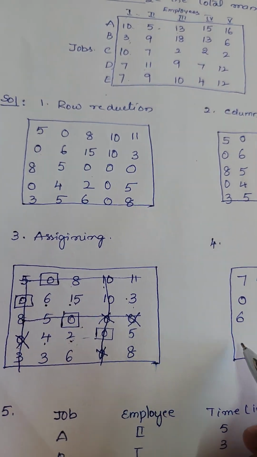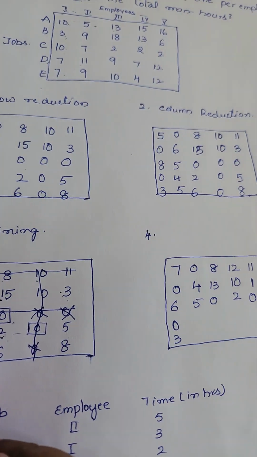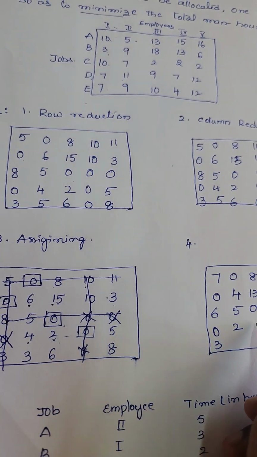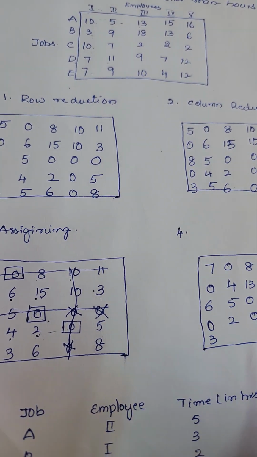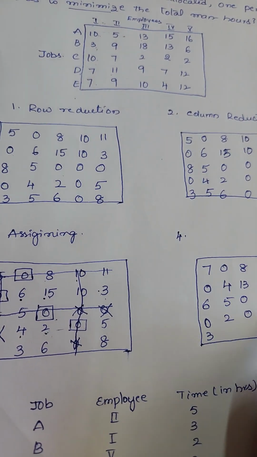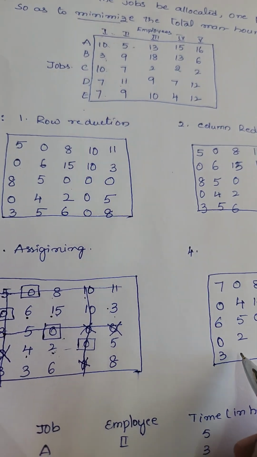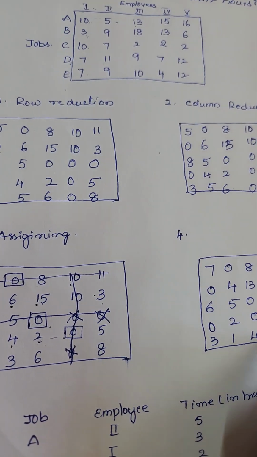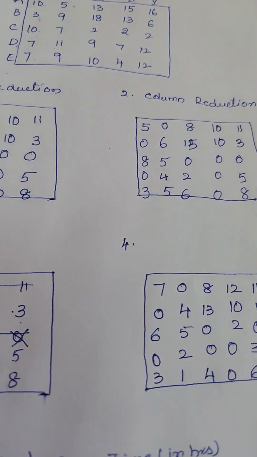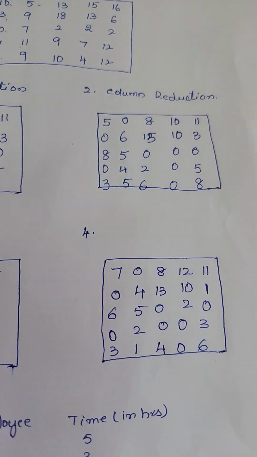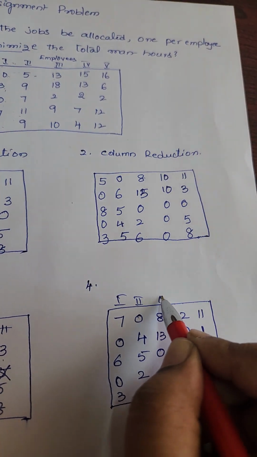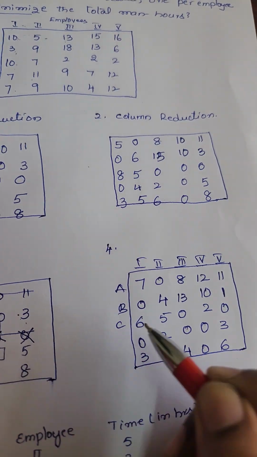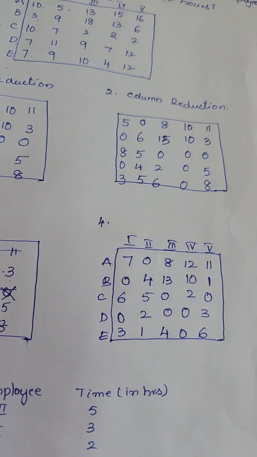Okay, now 0, 3, 4 minus 2. 4 is uncovered element, 4 minus 2 is 2, 2 minus 2 is 0, 0, and 5 uncovered, 5 minus 2, 3, and here 3 is there, 3 minus 2, 1, 6 minus 2, 4, 0, 8 minus 2, 6. So this is our new table. So here 1, 2, 3, 4, 5 are employees. A, B, C, D, E are jobs.